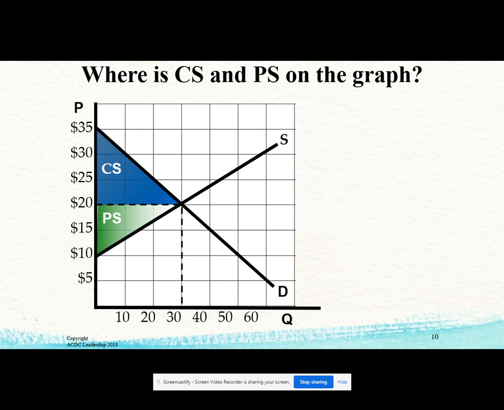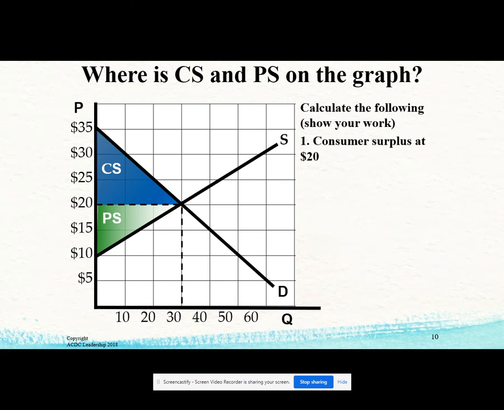All right, so let's see what's on here. If we had to calculate the consumer surplus at $20, it doesn't matter which one you say is the base or the height, really. We'll use 30, that one's easier to calculate. If my base is 30, I do half of that, which is 15. What's the height here? 15, 35 minus 20. What's 15 times 15? 225.